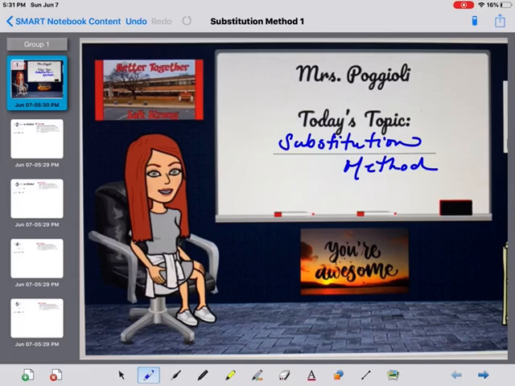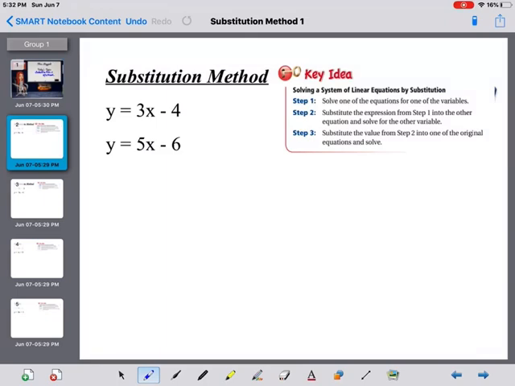Hi guys, so today we're going to take a look at our last method of solving systems of equations algebraically. I'm going to split the substitution method into 2 days, today and tomorrow. We'll look at one type of substitution problem today, and then we'll look at a different type tomorrow. So let's take a look at our first problem and the steps.